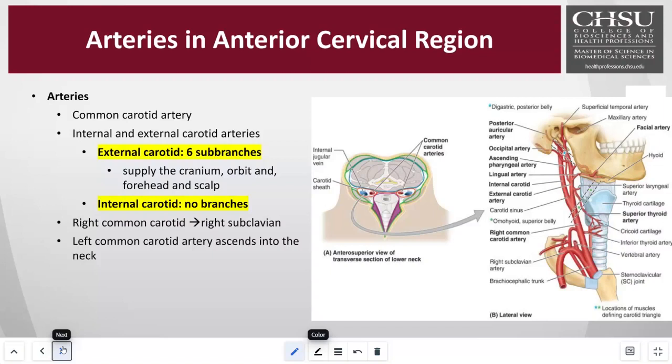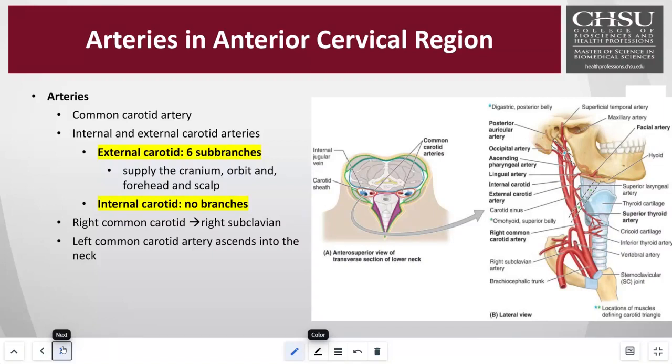And we're going to talk a little bit about the carotid artery. So there's 2 divisions of the carotid artery. There's internal and external. The external actually has 6 sub-branches. They sub-branch into different regions of the cranium, parts of the orbit, the scalp. I'm not going to require you to know the names of all 6, but just know there's about 6 divisions that come off of that.